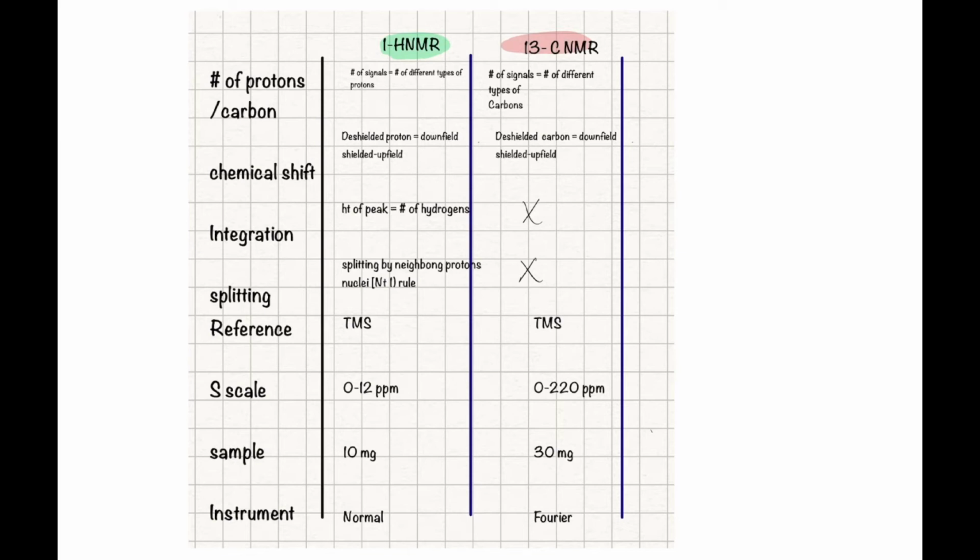And the reason for that is because the natural abundance of C13 is very low, about 1.1%, and also the gyromagnetic ratio of carbon is very low too, which in turn is going to affect the intensity of the signals. And then finally, the H NMR spectrum is run on a normal spectrometer, whereas for C13, you need to have a Fourier transform spectrometer.